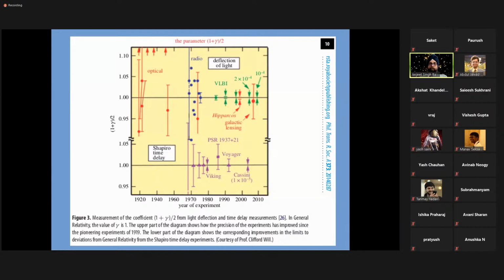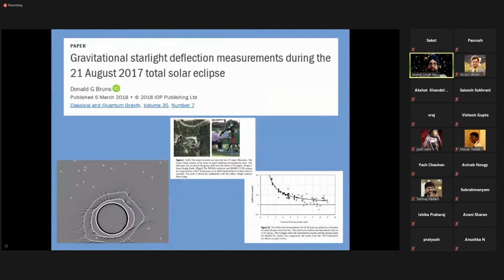And to show you how much we have progressed, this is a paper written by an amateur astronomer. You can see his picture with his equipment in the middle panel, which he wrote based on measurements of the August 2017 total solar eclipse. And this was done using amateur equipment, a CCD camera, which he had set up, and a small telescope. And on bottom right, you can see his plot, which is the analog of the earlier plot which I showed you.